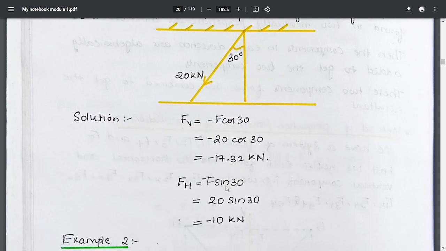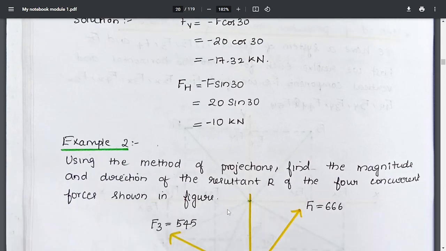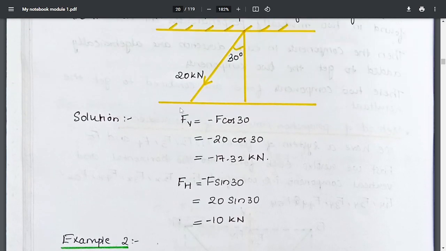I'll just show you the solution. Fv is equal to minus F cos 30, which is minus 20 cos 30, which is minus 17.32 kilonewton. Fh is equal to minus F sin 30, which is minus 20 sin 30, which is minus 10 kilonewton. Now, is there any problem with this? I don't think so, because it's a very simple problem. If you didn't understand, we have just taken the vertical and horizontal components, which are cos 30 and sin 30 respectively, and we have put a minus sign because these are in the third quadrant.